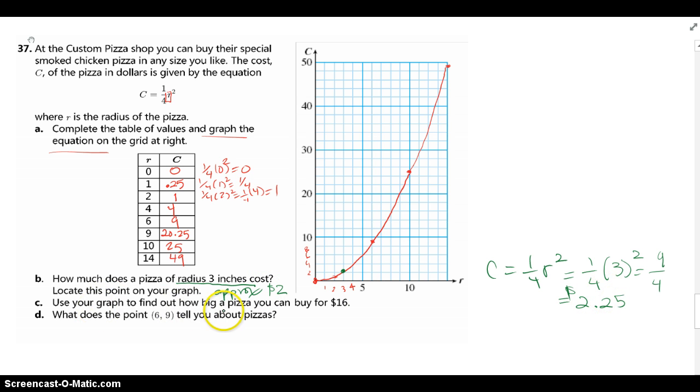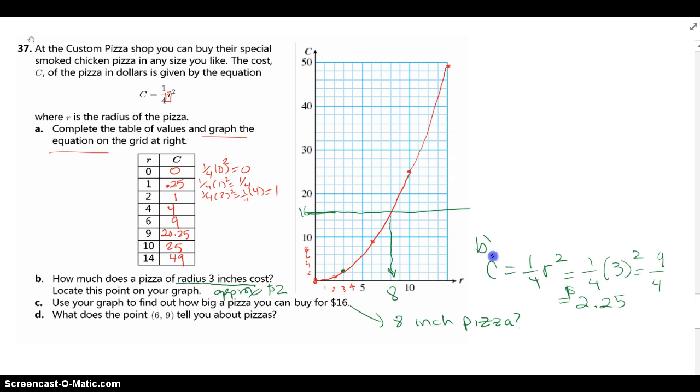Use your graph to find how big a pizza you can get for $16. Okay, so $16 has to do with the cost, which is the vertical axis. So I'm going to go to $16 on the vertical axis. It was going up by 2's. That's 12, 14, 16. So 16 bucks is right there, and I'm only approximating. It looks like the x value there is going to be 8. So maybe an 8-inch pizza? I don't know. That's actually just a guess based on what my graph shows. Maybe my graph is accurate, maybe it's not.